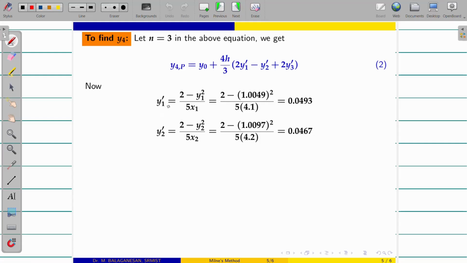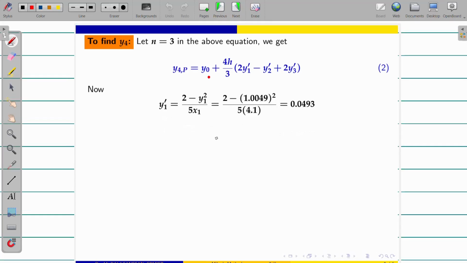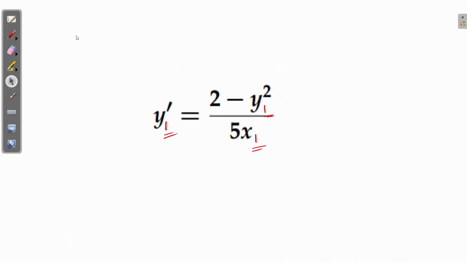Now y1 dash I have to find. So what is y1 dash? In the given differential equation, 2 minus y suffix 1. Here also I have given suffix 1. If I'm giving suffix 1 in the left hand side, give it in the right hand side of this equation also. Clear?